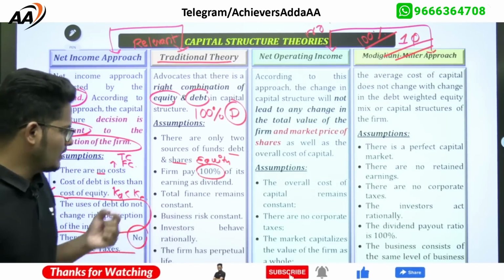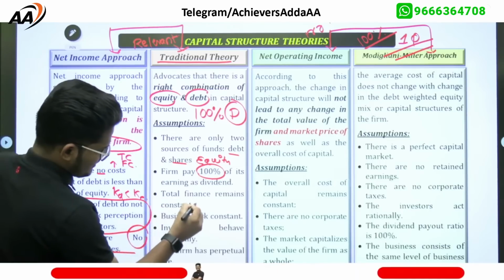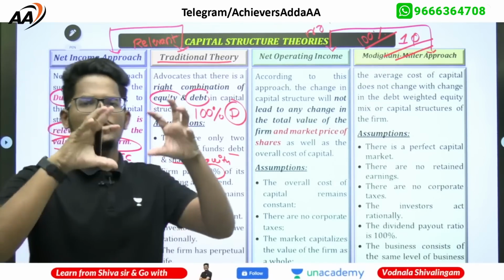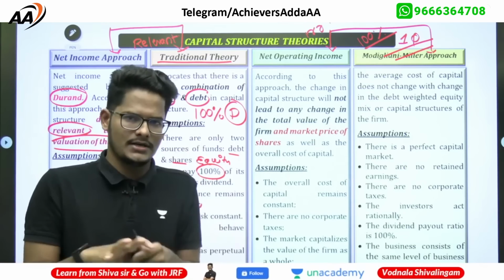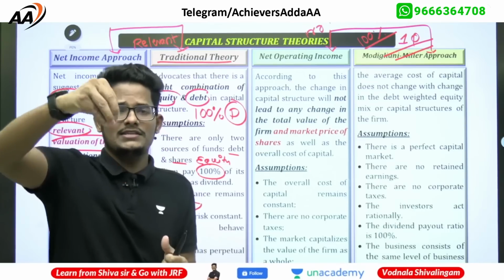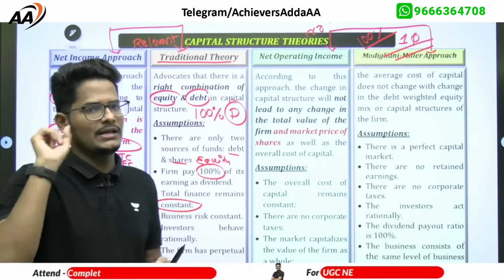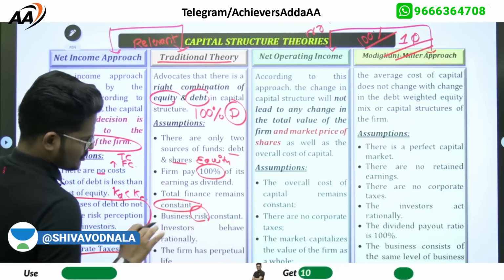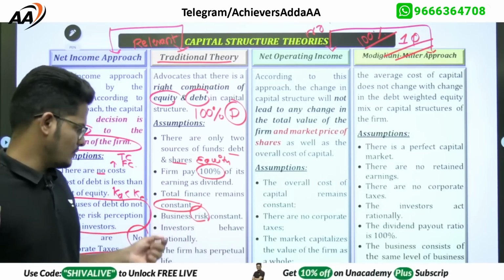Right? And here total finance remains constant, meaning we are not going to increase or decrease the capital. Internally we will make changes in the proportion of capital, but the total capital remains the same. Business risk is constant in nature, so there is no change in the business risk either.